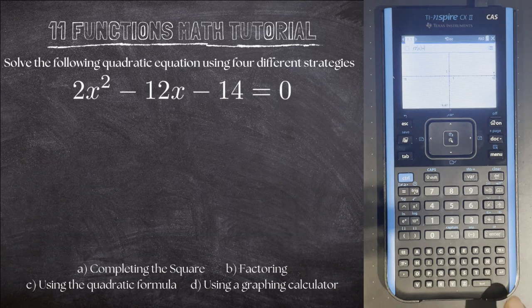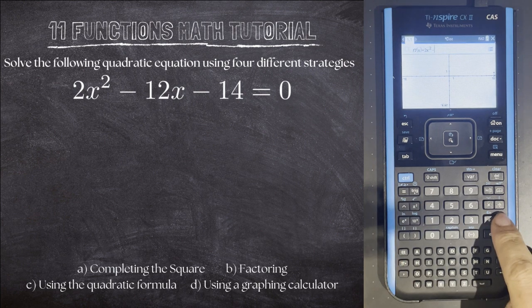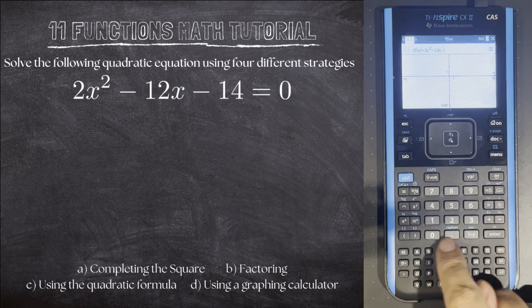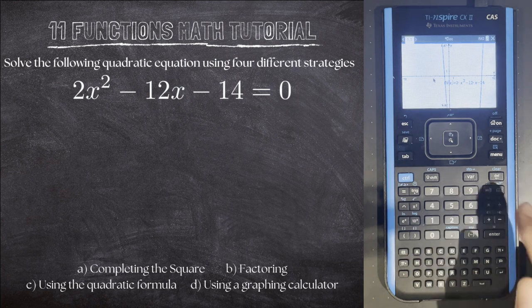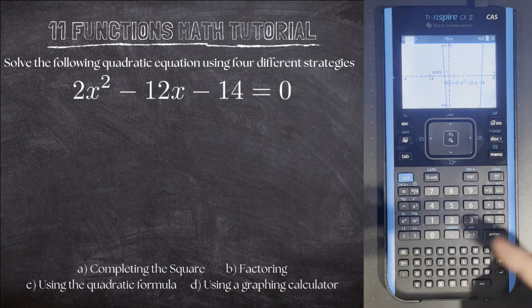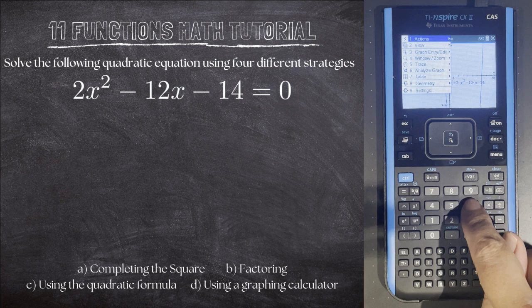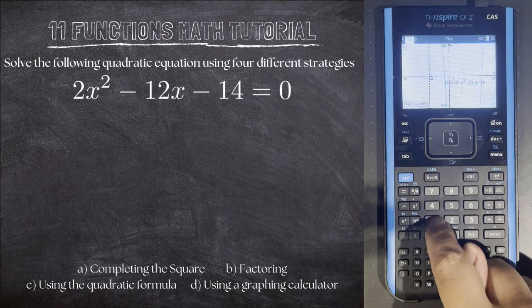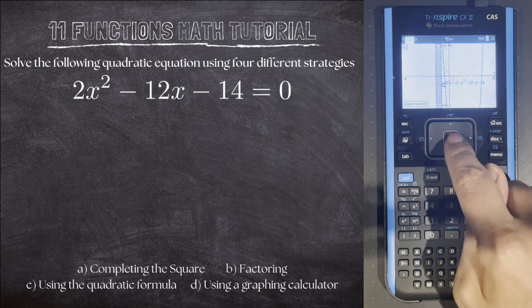All right, so we're going to start by graphing our function. Now we can kind of see that it does look like our x-intercepts are minus 1 and 7, but let's make sure. So we're going to go to Menu, and then Analyze Graph. We're going to look at the zeros. Now I'm going to scroll over and click a range of where there's a 0.